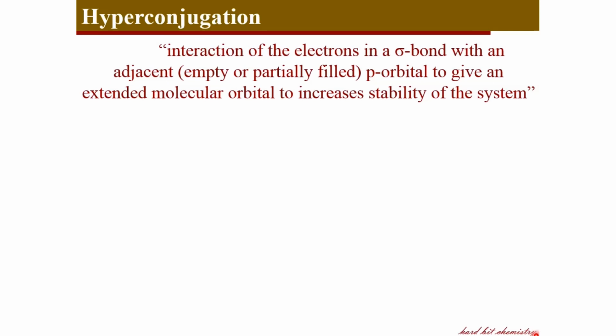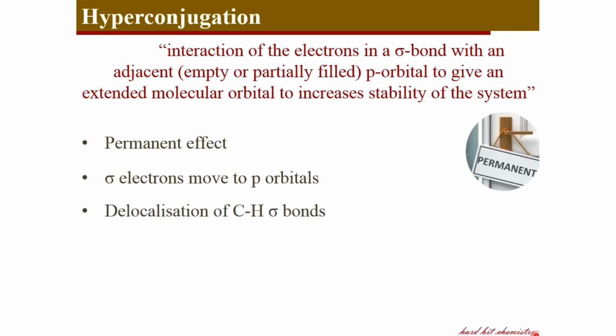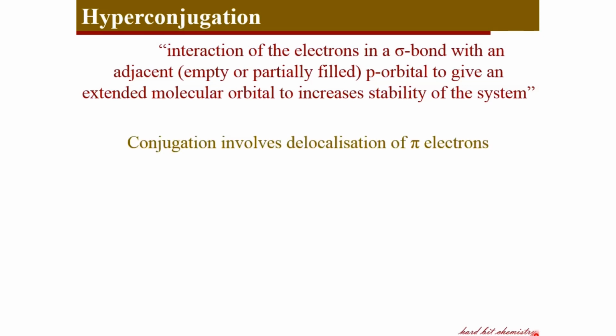Before going to the details, let's see some important features. It is a permanent effect, that is, hyperconjugation occurs in a molecule in its structure intrinsically, without the requirement of any additional or external condition such as the presence of a reagent. And it involves delocalization or movement of sigma electrons to p orbitals, and mainly the carbon-hydrogen sigma bonds are delocalized in hyperconjugation.